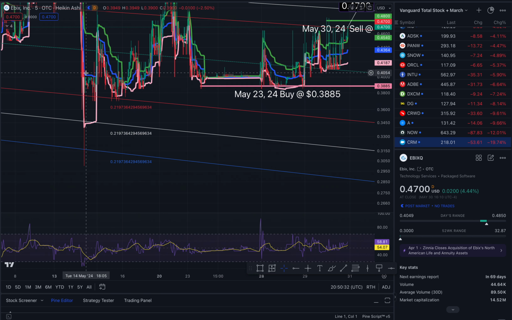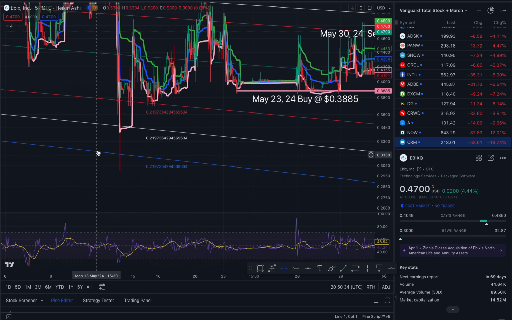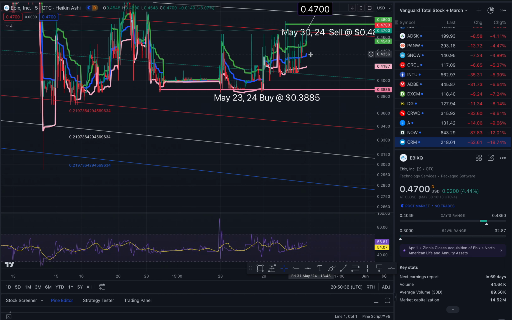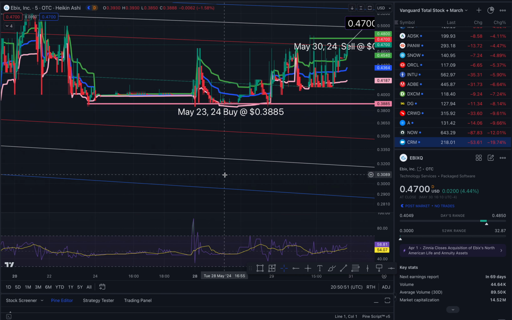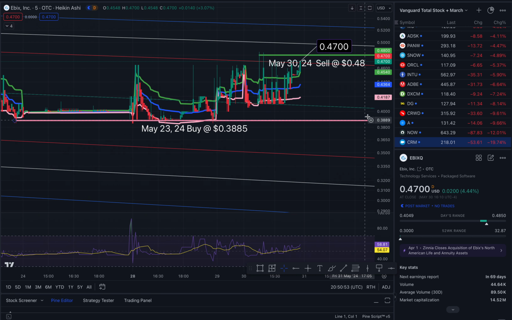See this wick? If I'm here, sometimes I'll just set a buy order here, or here, just praying that if it hits, I get it. If not, no big deal. And had I done it here, your buy-in would have been 30 cents. All right, so those are your price targets.